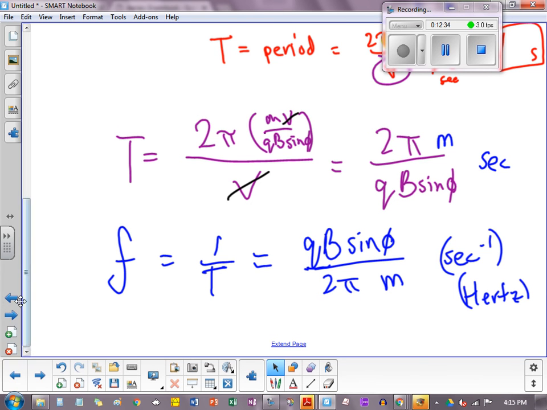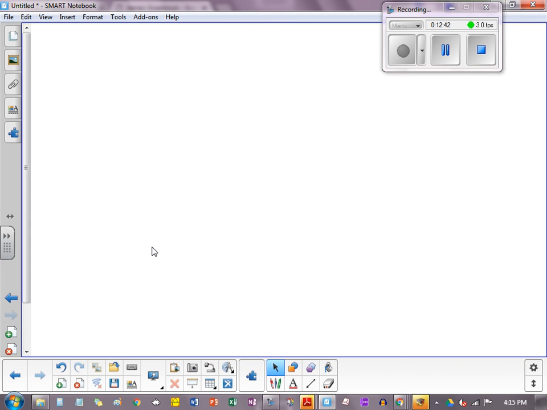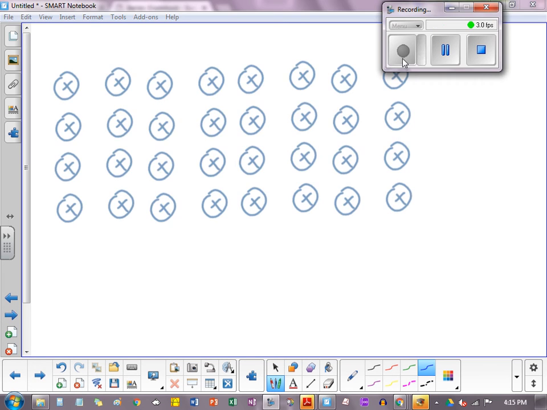Now, one more thing about this. If the particle comes in and the phi is not 0, then something interesting will happen. So let's take a look at that. Let's say that you have your B field, and the particles come in, but they actually come in sort of pointing.